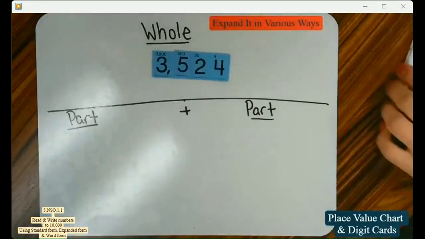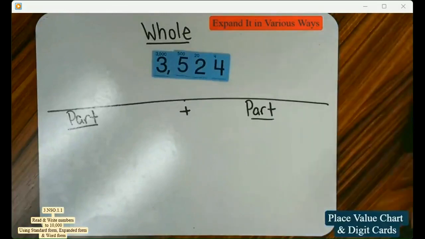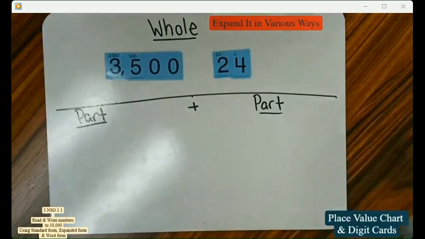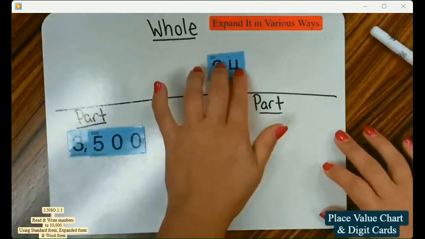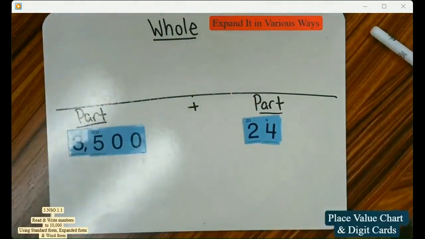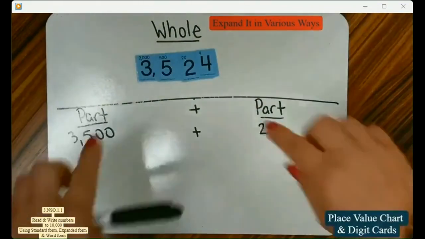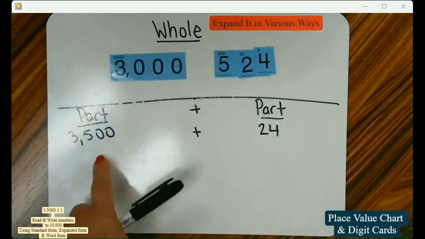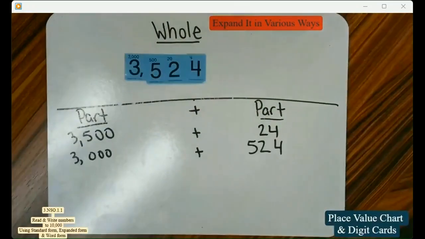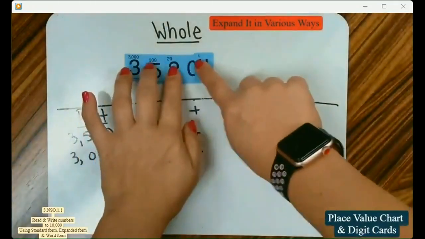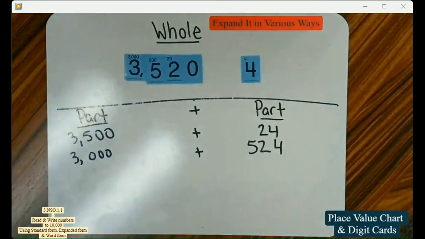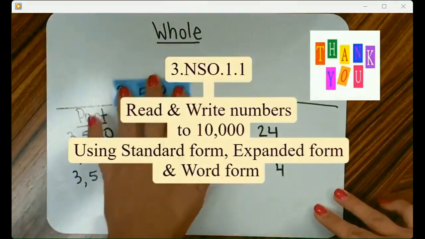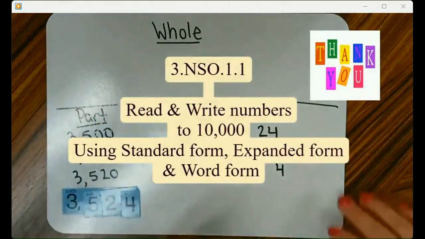You can also practice with having students expand it in various ways, really making sure that they're understanding the place value that each digit has. These cards are great for expanded form because students literally break apart the cards and it reveals the value that the digit has in the place value chart. This also gives exposure to reading both parts, which are also both numbers between 0 and 10,000.